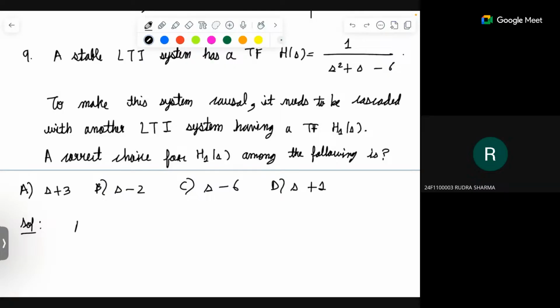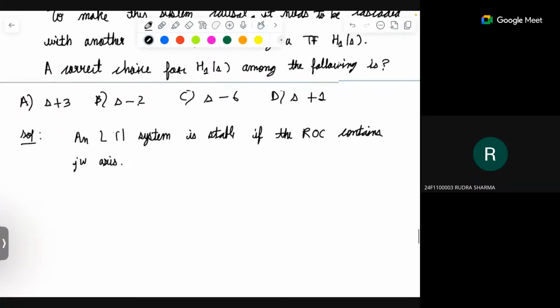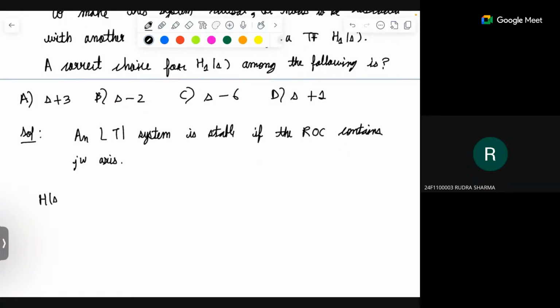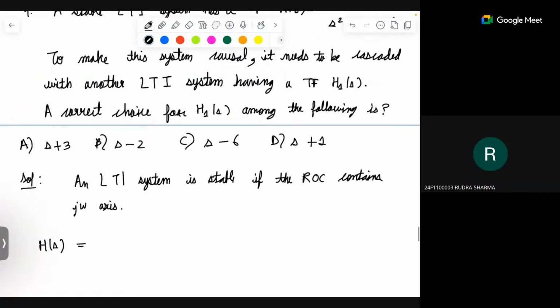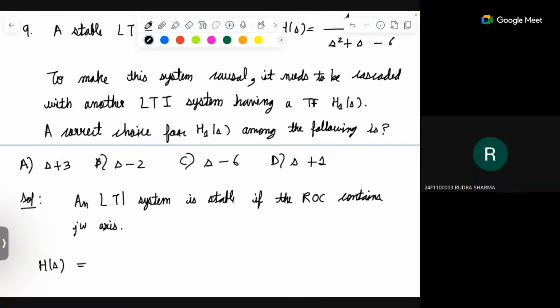Okay, so let me write that statement. An LTI system is stable if the ROC contains the j omega axis, the imaginary axis. So H of s is given to be stable. If it is stable, that means it contains the j omega axis.